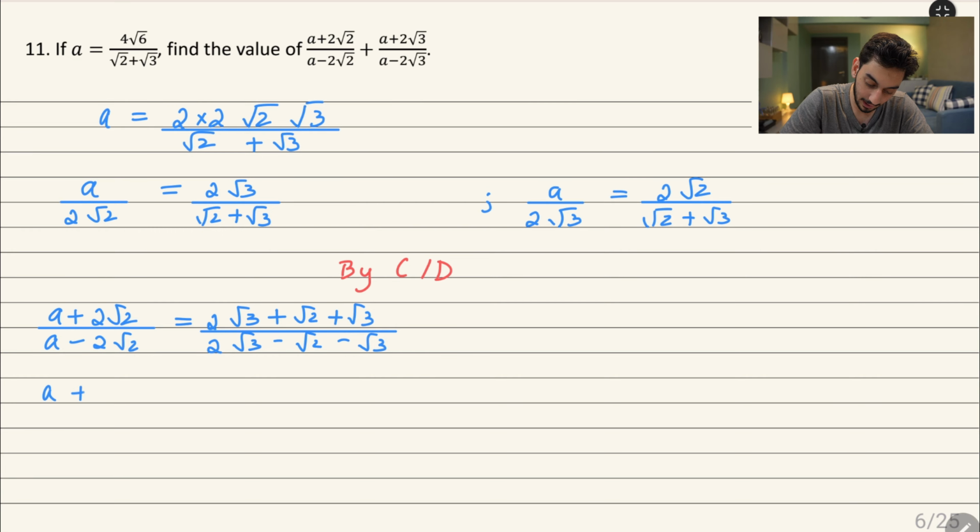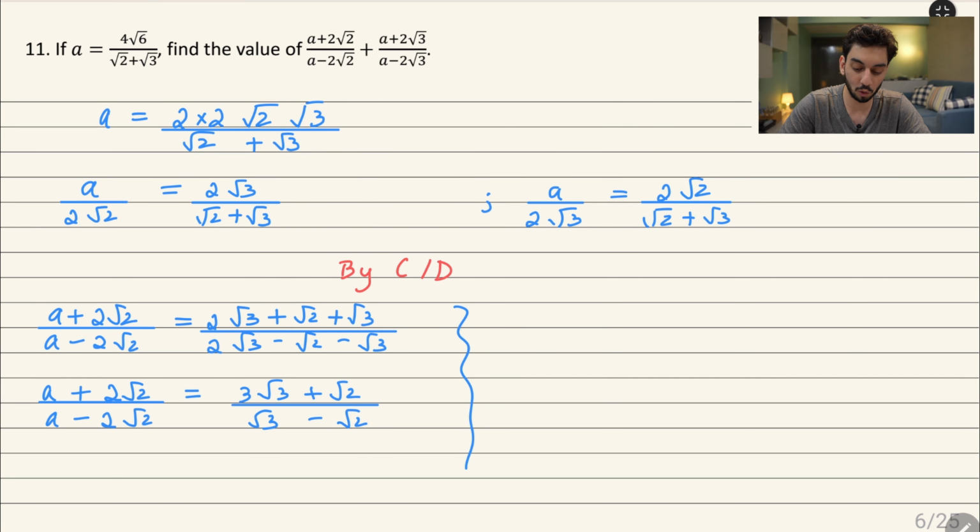When I simplify this, I'll get a plus 2 root 2 upon a minus 2 root 2 is equal to 2 root 3 plus root 3 at the end becomes 3 root 3 plus root 2, and the denominator is 2 root 3 minus root 3 is just root 3 minus root 2. That is the first part.